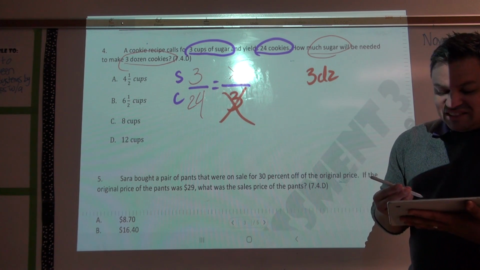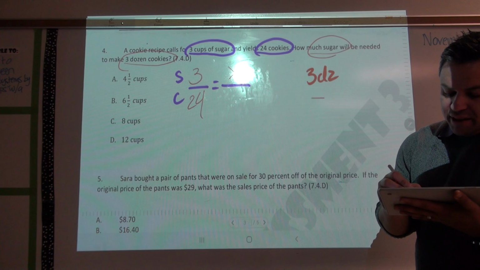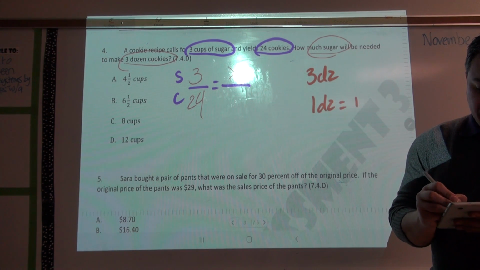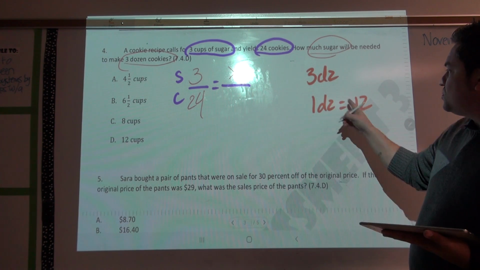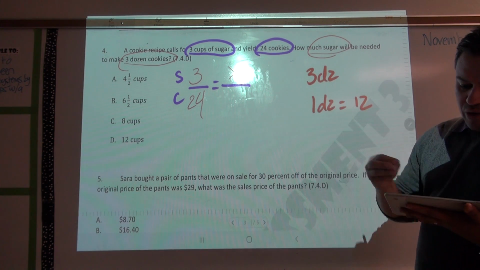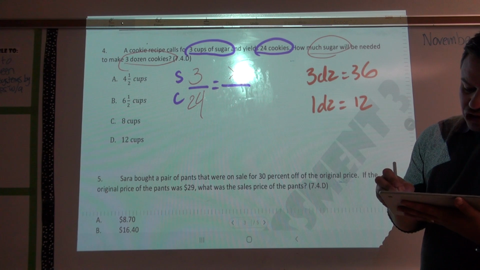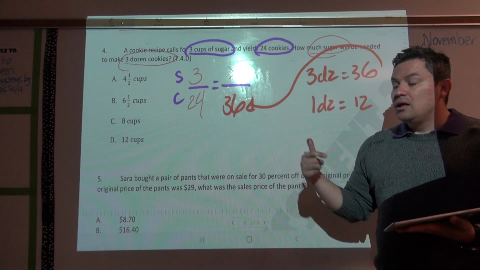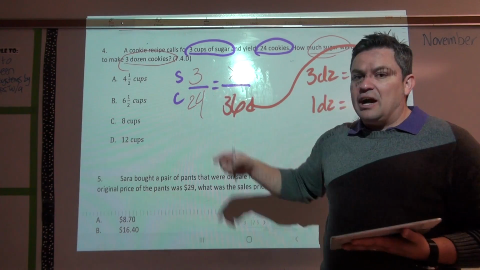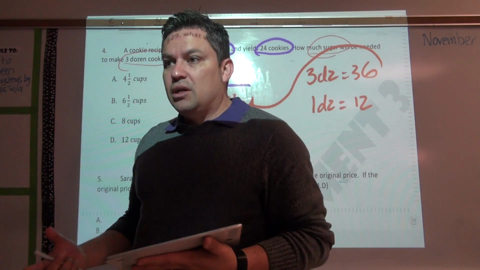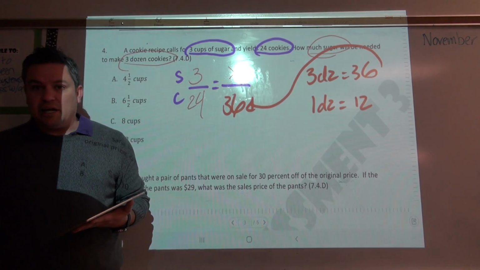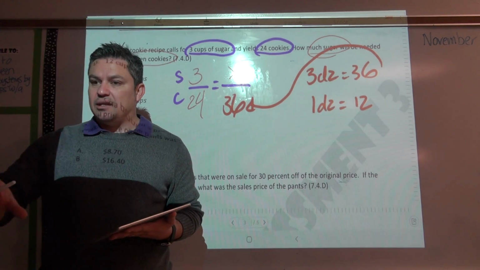It's 3 dozens. Now, I know that 1 dozen equals how many cookies? 12. So if I have 3 dozens, what do you have to do? Multiply by 3, right? So this is 36, and that number is the one that goes right here. Everybody agree? Yes. Now that we have the proportion set up, we can do cross products and solve for the variable. Any questions so far before I proceed?